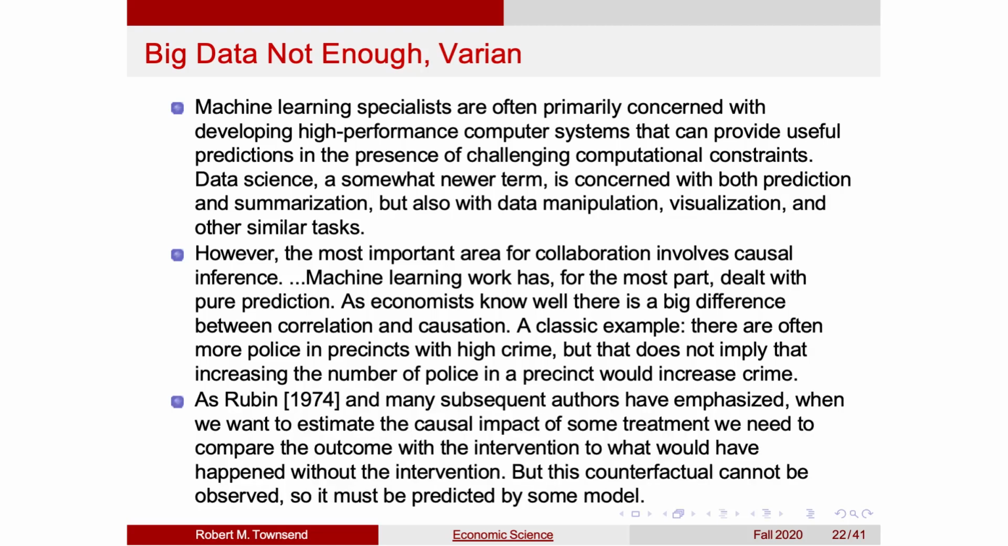So Rubin, who is thought of as being in the behavioral group, is actually in agreement that we need to think about the causal impact of treatment, to compare outcomes of an intervention to what would have happened without the intervention. You can't do it alone with data. You need some model to do that.